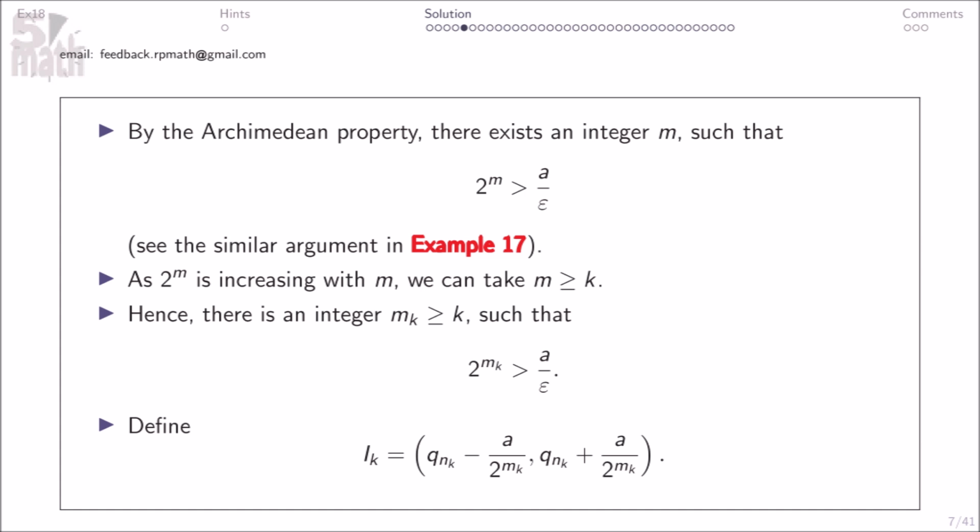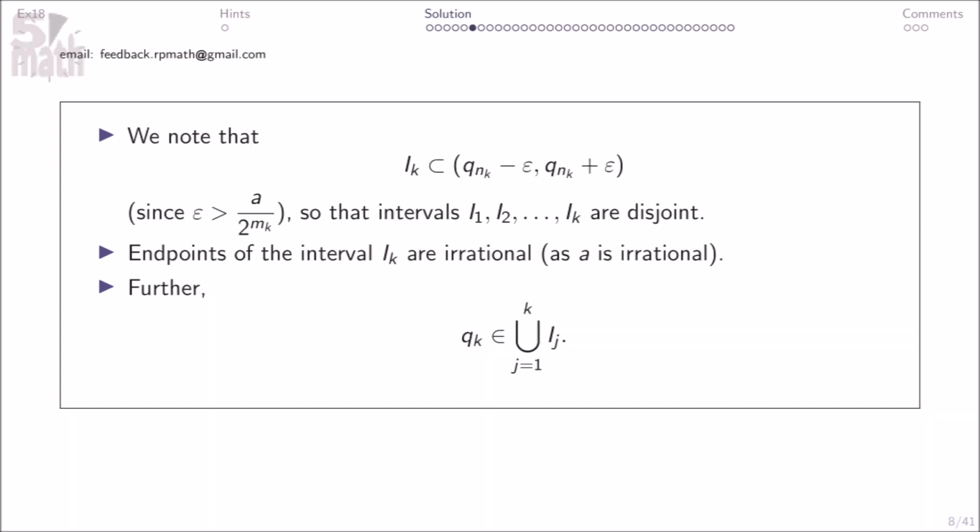As 2 to the power m is increasing with m, we can take m greater than or equal to k. Hence there is an integer mk greater than or equal to k such that 2 to the power of mk is greater than a over epsilon. Define Ik equaling this. We note that Ik is a subset of this, since epsilon is greater than a over 2 to the power mk, so that intervals here are disjoint. Endpoints of the interval Ik are irrational, as a is irrational. Further, qk is an element of this.